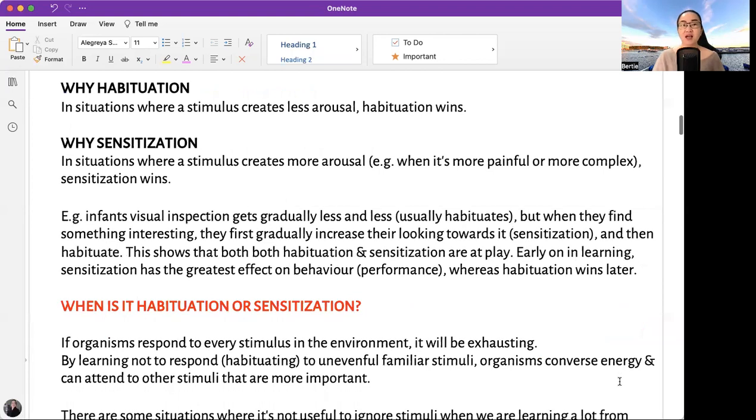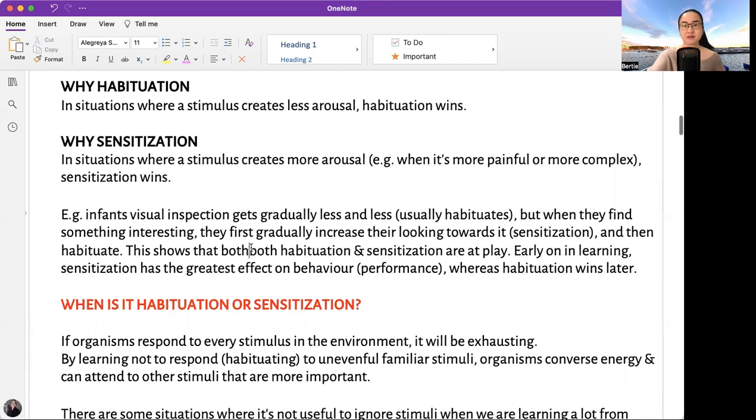Why habituation? In situations where a stimulus creates less arousal, habituation wins. Why sensitization? In situations where a stimulus creates more arousal, for example, when it's more painful or more complex, sensitization wins. For example, infants' visual inspection gets gradually less and less, usually habituates, but when they find something interesting, they first gradually increase their looking towards it, sensitization, and then habituate. This shows that both habituation and sensitization are at play.